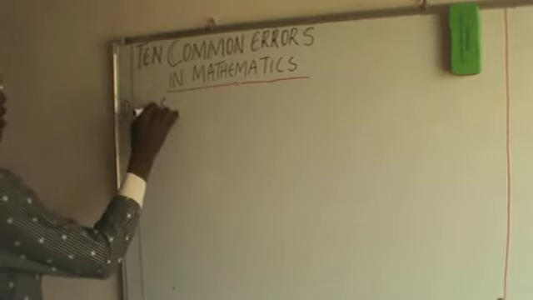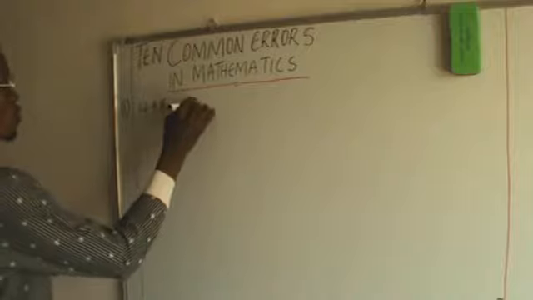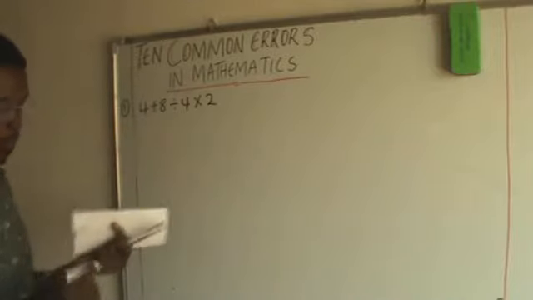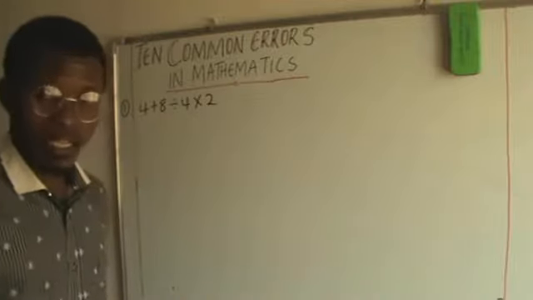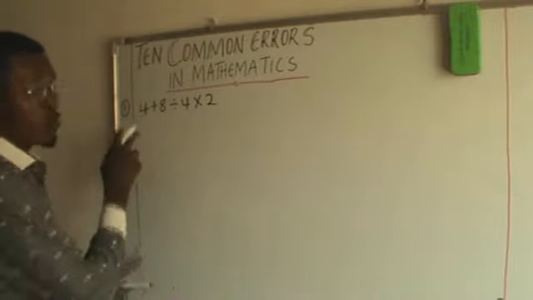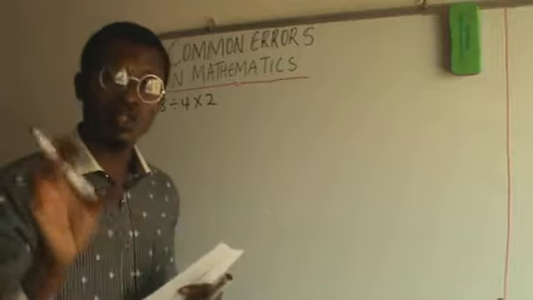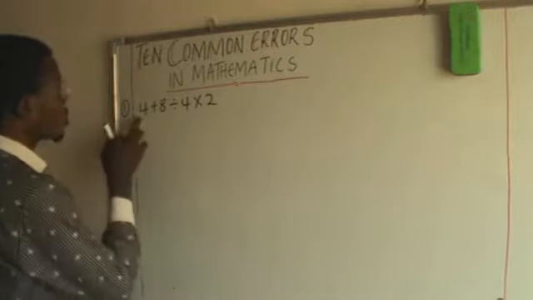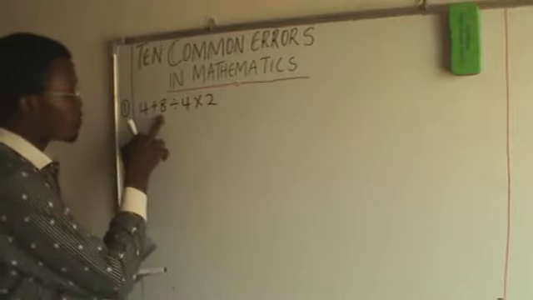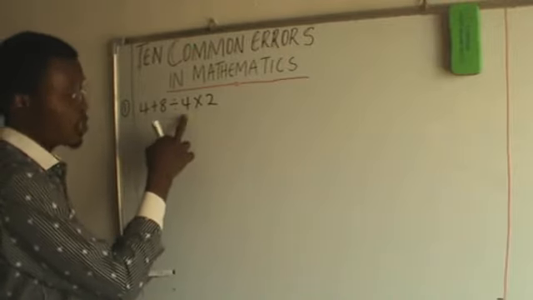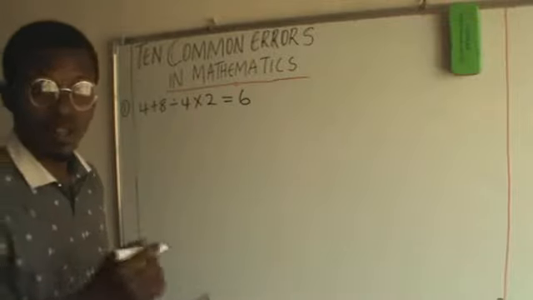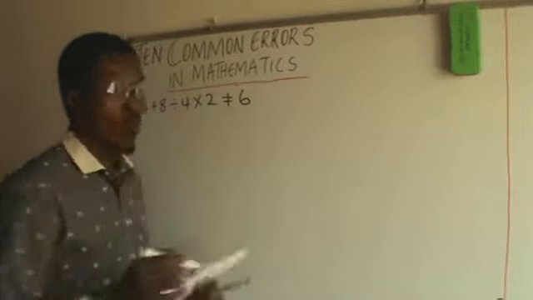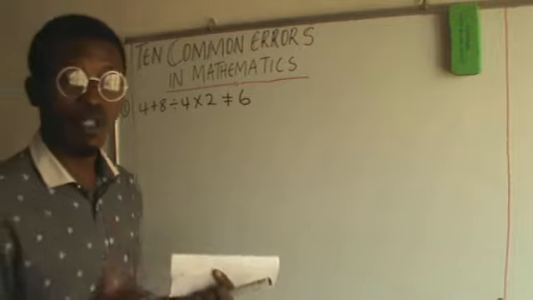4 plus 8 divides 4 times 2. I believe most of us have come across this question. Many learners start operating from the left directly without considering the order of operation. What they do is 4 plus 8, 12. 12 divides 4, 3. Then 3 times 2 to give them 6. Is this correct? Of course not. Why is it wrong? It has failed to follow the order of operation.